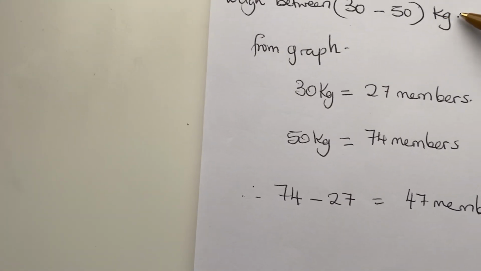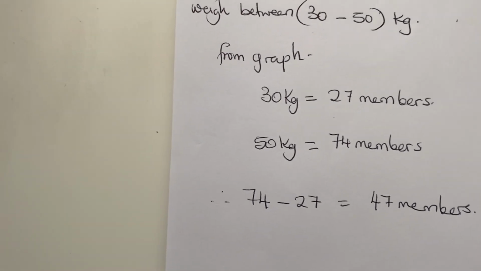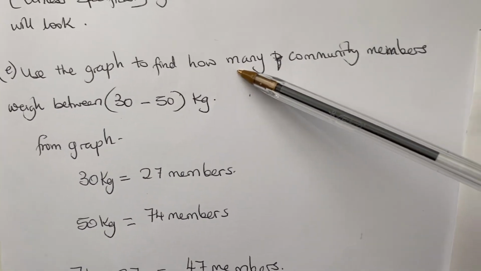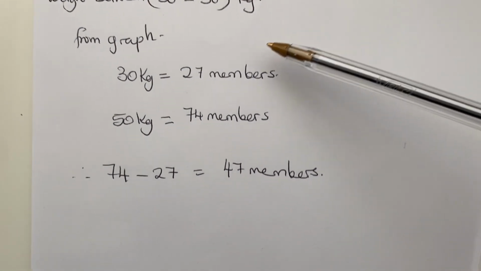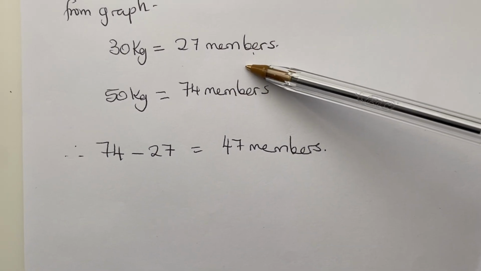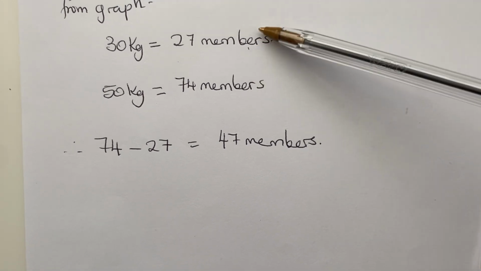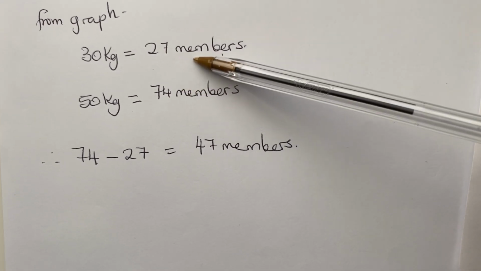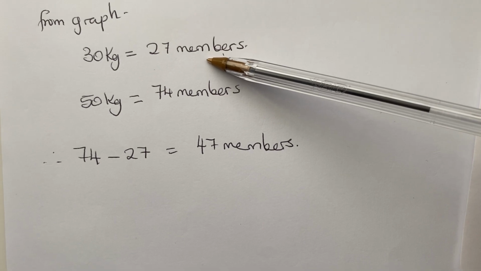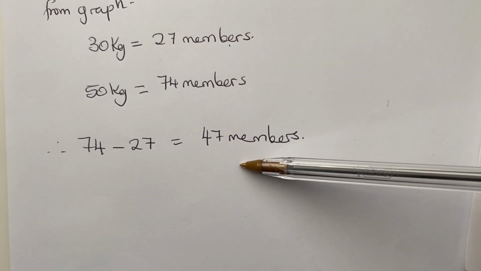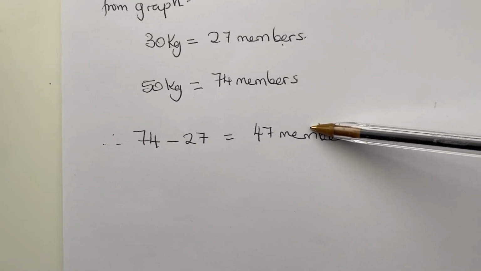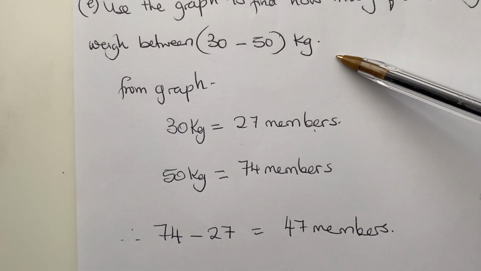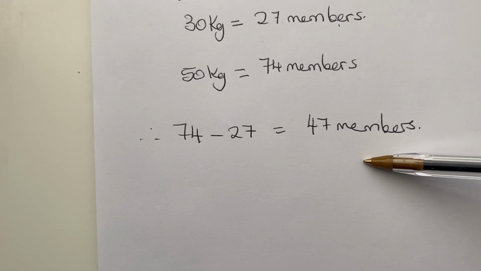Now the question is, use your graph to find how many members weigh between 30 and 50 kilograms. I've done the work on the graph, gone on the x-axis, found the corresponding y-axis. So now 74 minus 27 will give me 47. So 47 members weigh between 30 and 50 kilograms in that community.